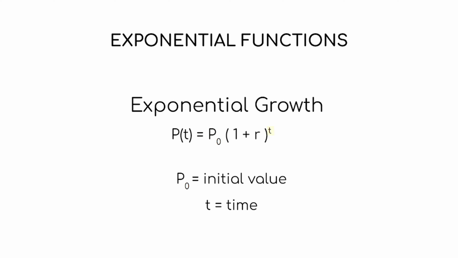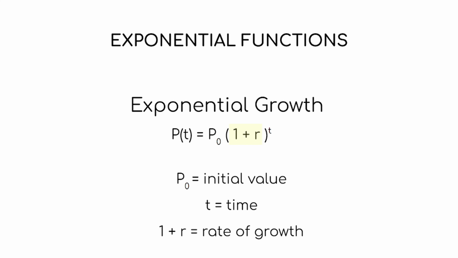Then this t represents your time. So it could be years, months, hours, minutes, seconds, any unit of time. And then 1 plus r is going to be your rate of growth. So using that old example, if we gain 10% every month, then it would be 1 plus 10%.